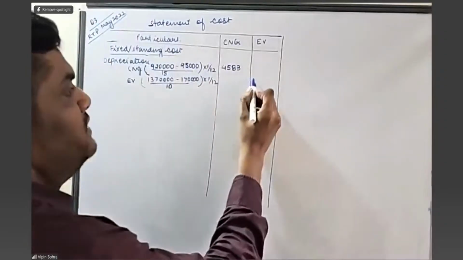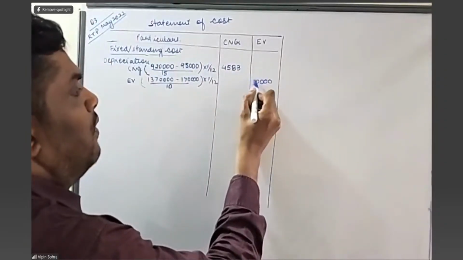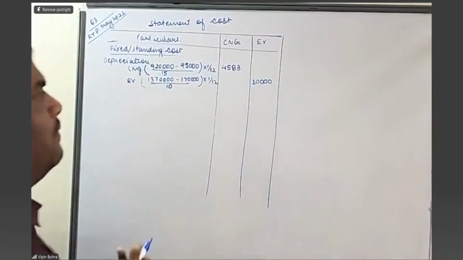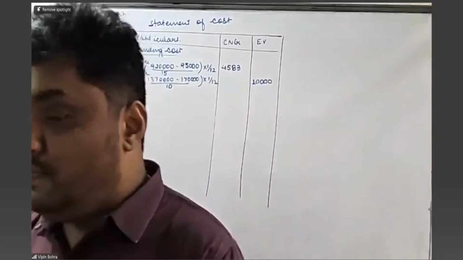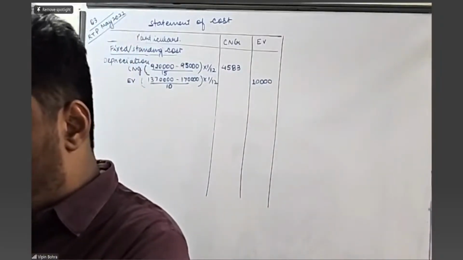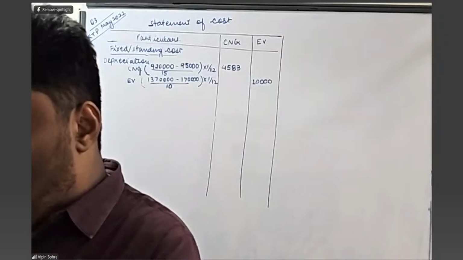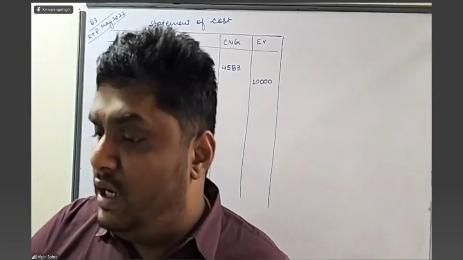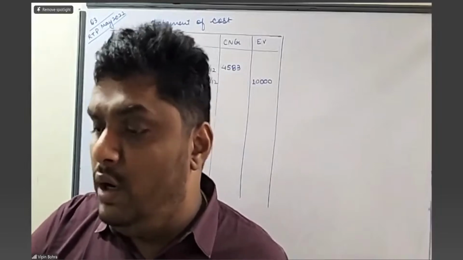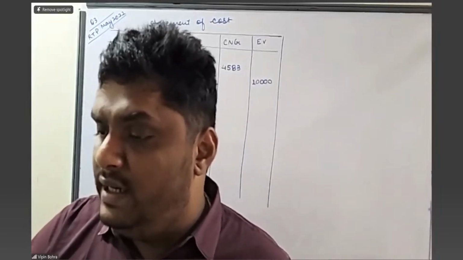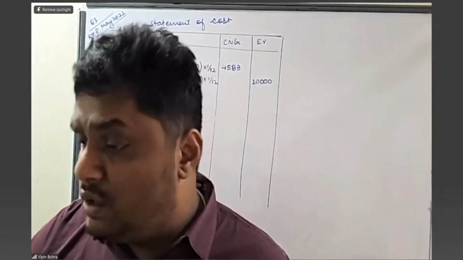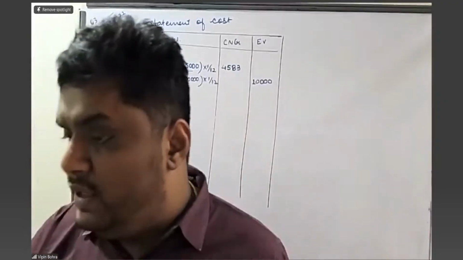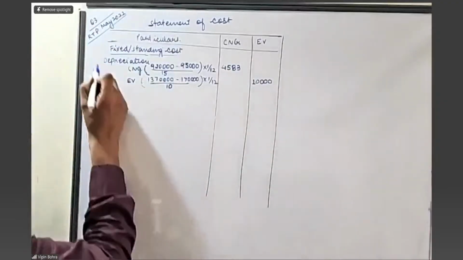So the depreciation is 10,000. So we are done with the calculation of depreciation. Now let's start with annual maintenance cost. It will go under repairs and maintenance or maintenance cost. Annual insurance cost is 7,600 and 14,600.